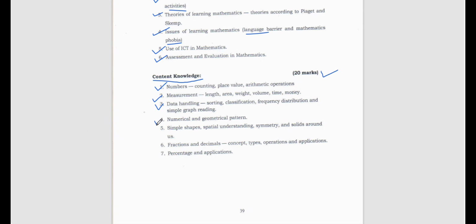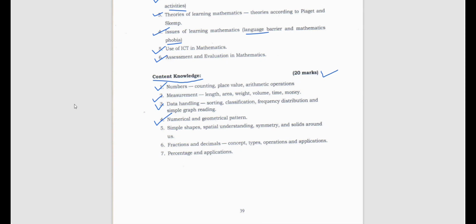Then we have numericals and geometrical patterns. You know, we do numericals, right? Even in science we do numericals, in physics especially, in chemistry as well, even in biology. Whenever you study genetics, you will do calculations, right?